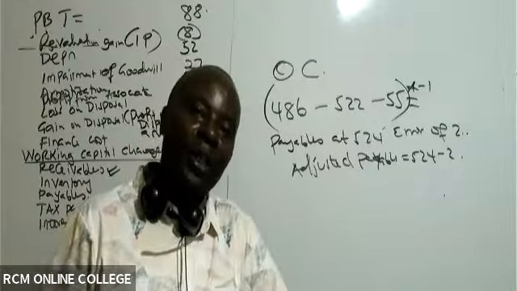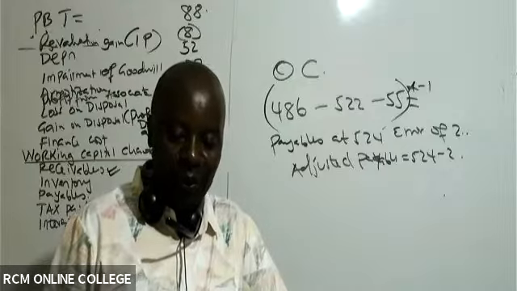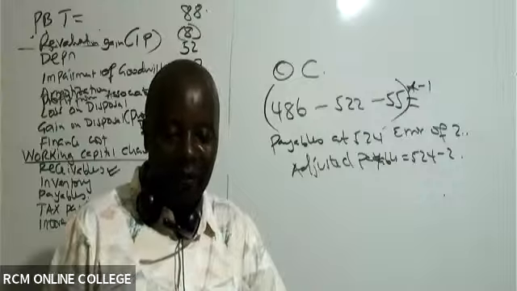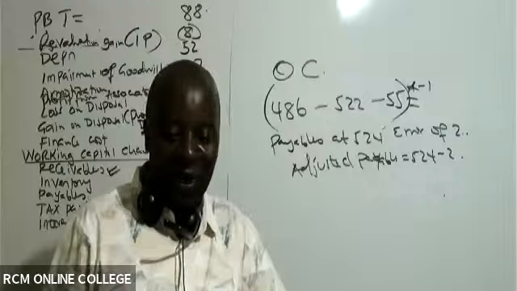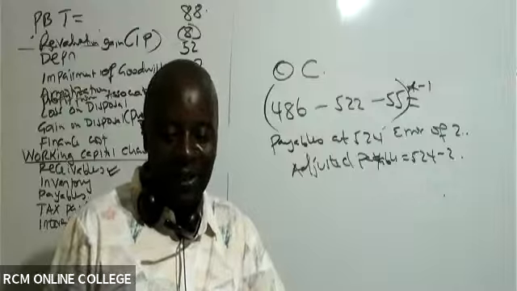So then are you able to see where they're getting minus 91 from? Not positive 91.